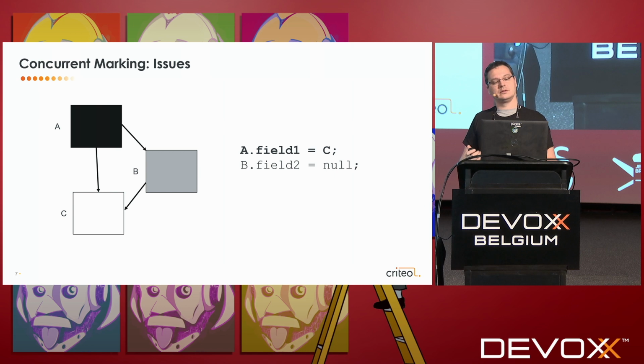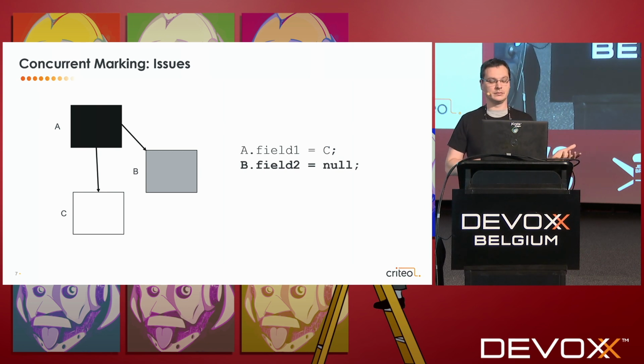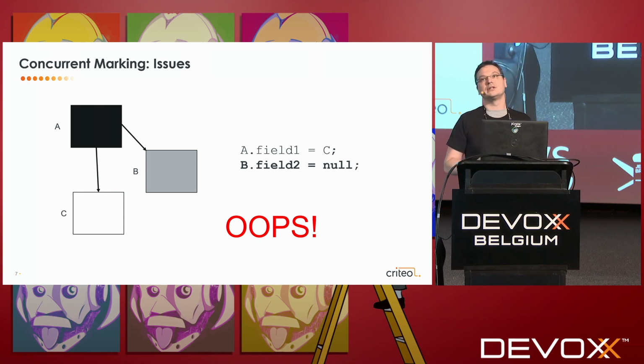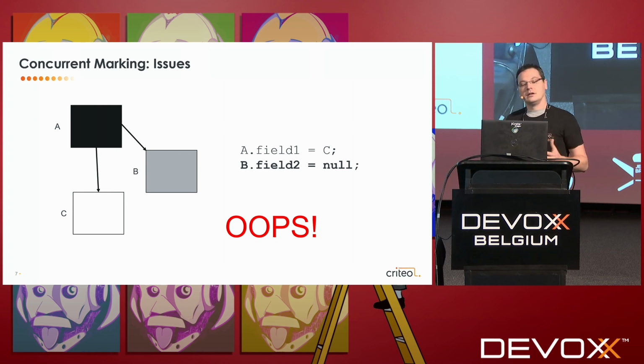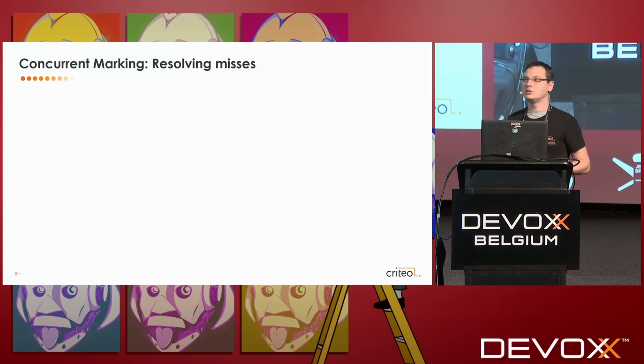And we are referencing a white object from a black object. And we are destroying all the paths from a gray object to a white object. In this situation, I've lost the way to reach the C object. The C object is considered as garbage, but it is still referenced by the A object. So we have missed this. So how do we resolve this?